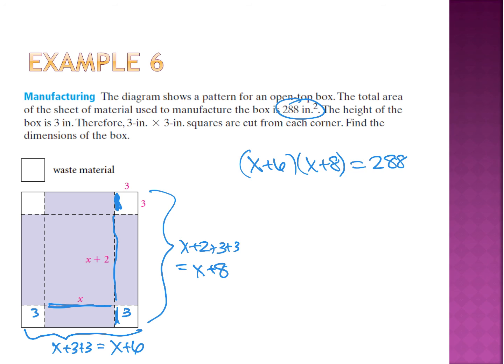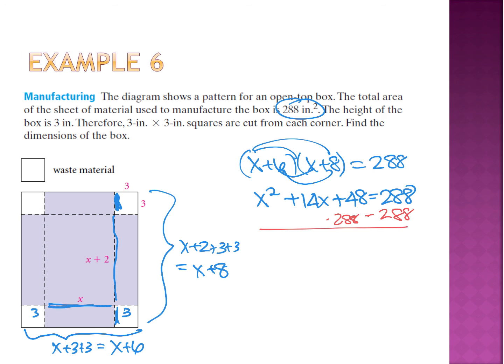So what I'm going to do is go ahead and FOIL this all out and set it equal to 0 so that I can solve for the actual dimensions. So when I FOIL this, I end up with x squared. This is going to give me 8x plus 6x, so that gives me plus 14x plus 48 equals 288. Now, in order to be able to factor this, I have to write this in standard form. So I'm going to go ahead and subtract 288 from both sides. So I'm left with x squared plus 14x. Well, 48 minus 288 is going to give me a negative 240, but now I'm set equal to 0.